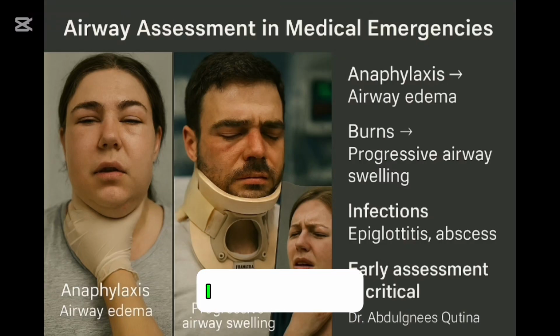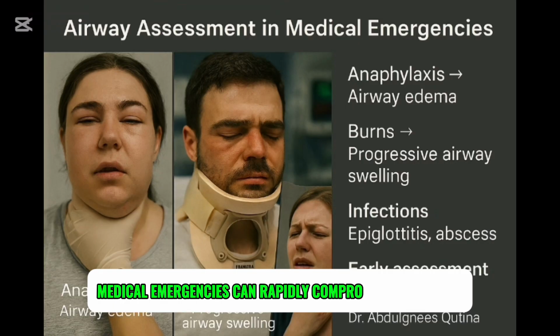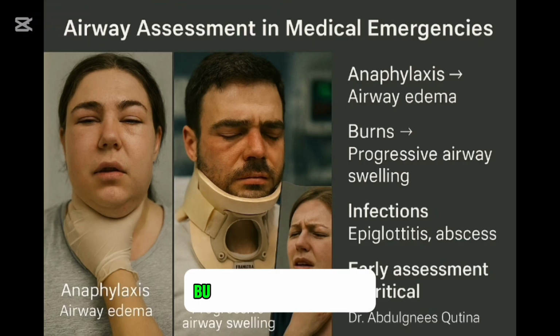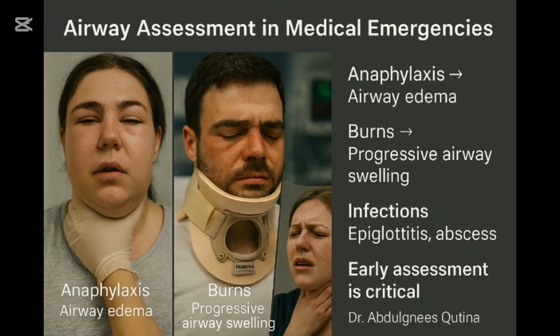Airway assessment in medical emergencies. Medical emergencies can rapidly compromise the airway. Anaphylaxis causes acute airway edema, burns lead to progressive swelling, and infections such as epiglottitis may obstruct the airway unexpectedly. Early recognition and proactive airway assessment are essential to prevent sudden deterioration.